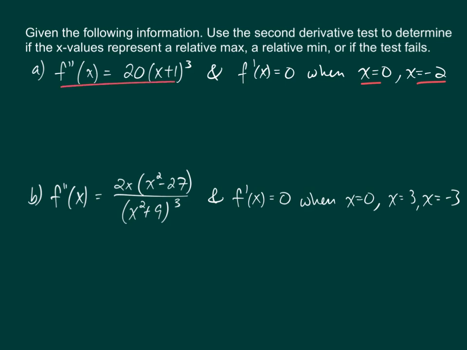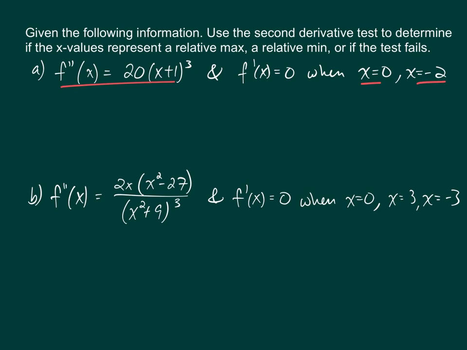So why are we so interested in these x values over here? Well, these x values are given as where the first derivative equals 0. This makes them critical numbers. And if you have critical numbers, then a max or a min will occur at a critical number. So if we know these are critical numbers, then we should be getting maxes or mins back, right? As it's stated, see if the x values represent a relative max or relative min, and we'll get to the test fails part in just a minute. How do we do that?